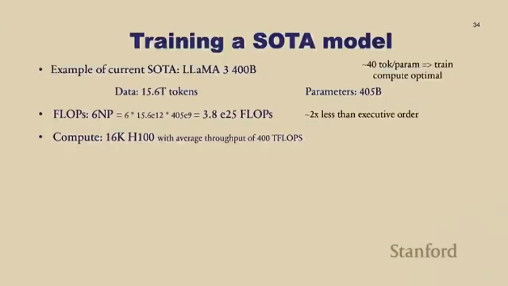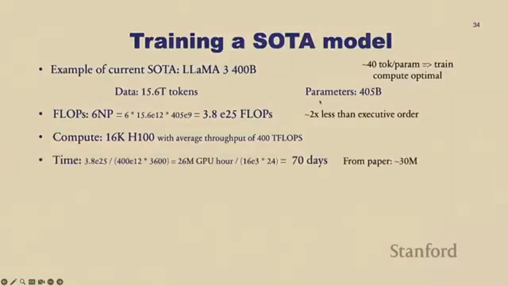Compute: we know that they trained it on 16,000 H100s, and we know the throughput they set it to. If you do the computation, it takes around 70 days, or 26 million GPU hours. At least that's with my back-of-the-envelope computation. They actually said that they used 30 million instead of 26 million GPU hours. So maybe they had some challenges, I don't really know. But if you follow the simple computation, it's around 70 days.